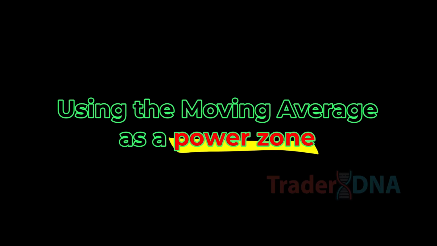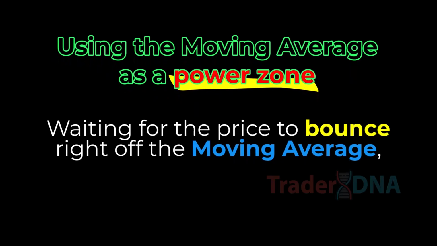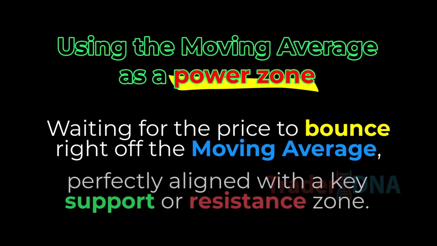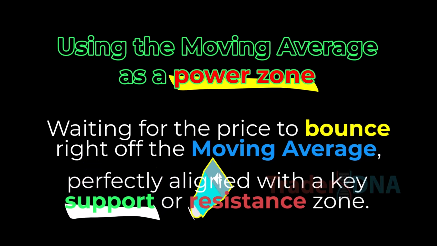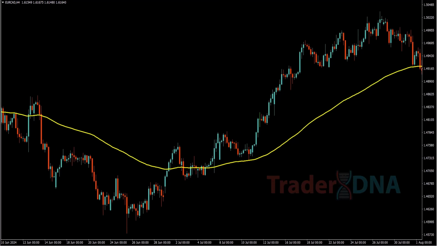This is the exact same setup I used in one of my most profitable trades, and it's all about waiting for the price to bounce right off the moving average, perfectly aligned with a key support or resistance zone that's been tested multiple times. Check this out. Price was pumping up strong, breaking above the 50 EMA, and then boom, it pulls back, dropping right into that 50 EMA zone. Now, that 50 EMA alone can already be considered an area of value, a spot where traders are watching like hawks. But here's where it gets exciting.